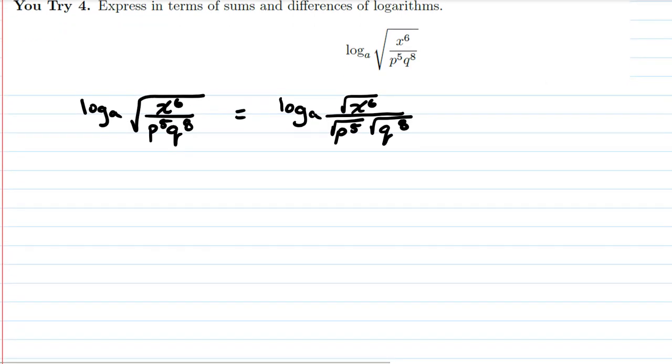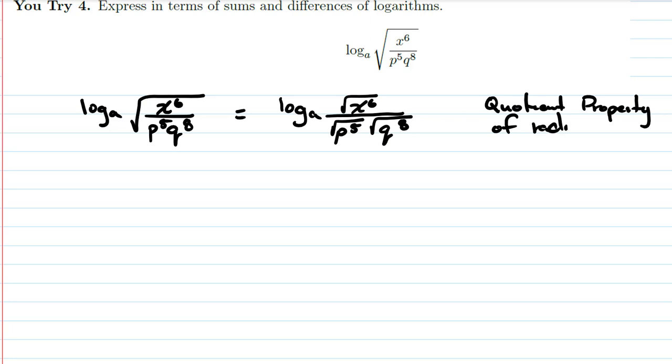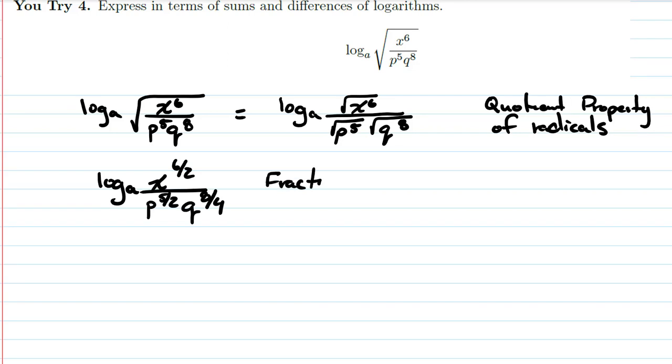So then we can use our fractional exponent rule. So that's going to give us the logarithm base a of x to the 6/2 divided by p to the 5/2 and q to the 8/2. And that's our fractional exponent law.